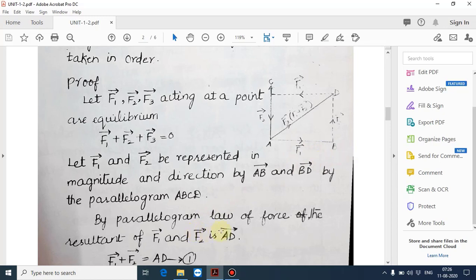By the parallelogram law of force, the resultant of F1 and F2 is AD. So F1 plus F2 is equal to AD. Keep this as equation number 1.